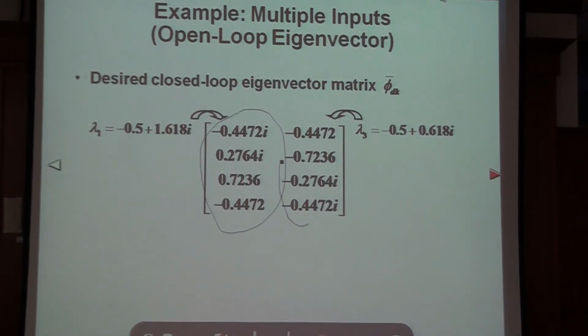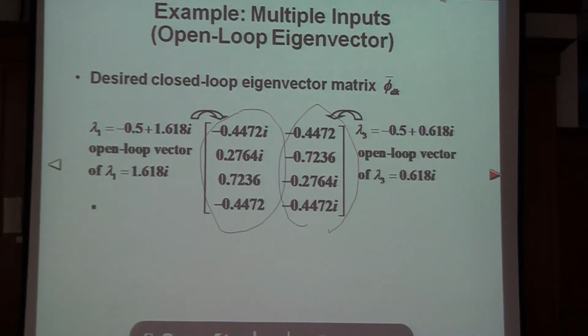That's the desired one, this one will be my desired eigenvector for minus 0.5 plus 1.618i. And this is the second one, the minus 0.5 plus 0.618i. And I didn't have number 2 here, I didn't have number 4 here, because number 2 has to be a conjugate of this one. Number 4 has to be conjugate of this one. Okay? So, that's for number 1. Or that's the open loop vector of number 1.